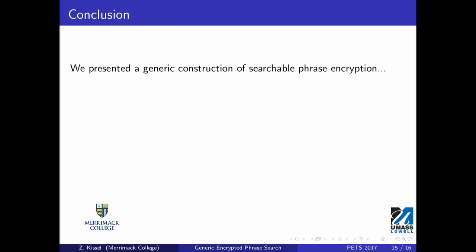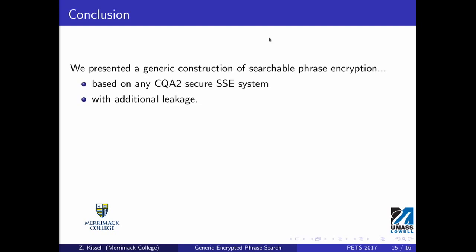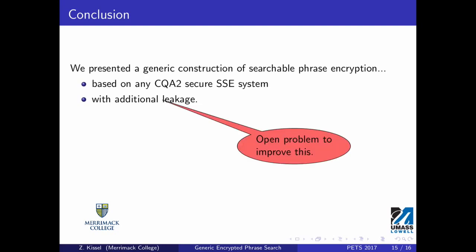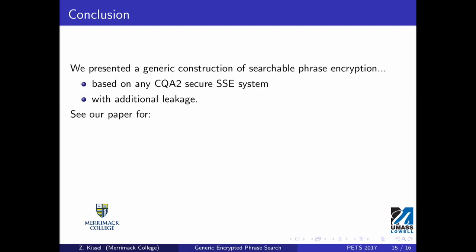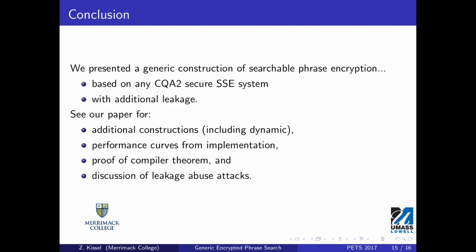So in conclusion, we presented a generic construction of searchable phrase encryption based on any CQA2 secure SSE system. The idea, again, was to make word pairs keywords and store location information as part of the document identifier. We had the cost of additional leakage, which is an open problem to improve this. It's non-trivial. And see our paper for additional constructions, including dynamic-based constructions. This is just the simplest one. Performance curves from implementation. We implemented 1 or 2 of these systems. The proof of the compiler theorem, if you're into proofs. And a discussion of leakage abuse attacks, which we're going to hear all about in the next talk. Thank you.